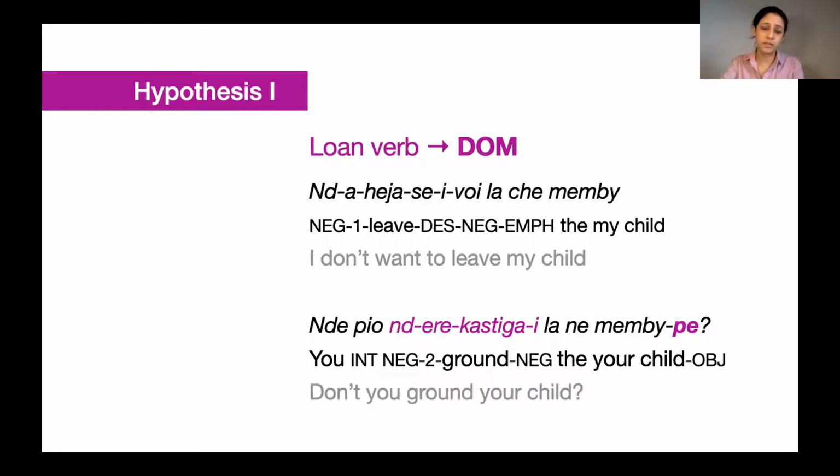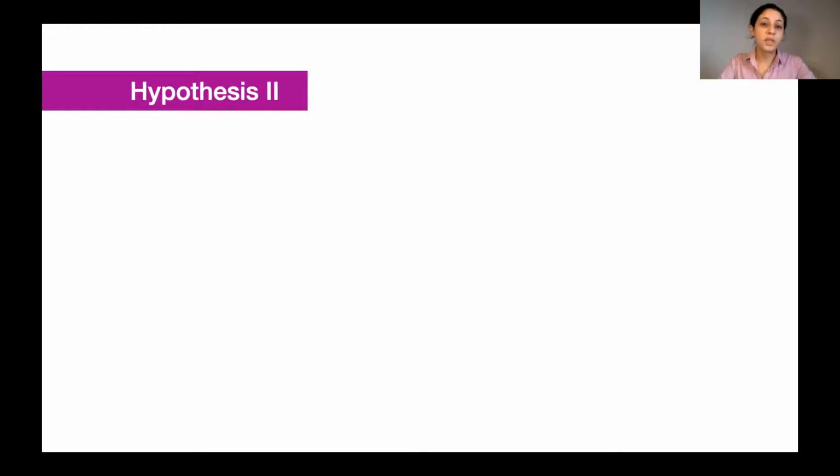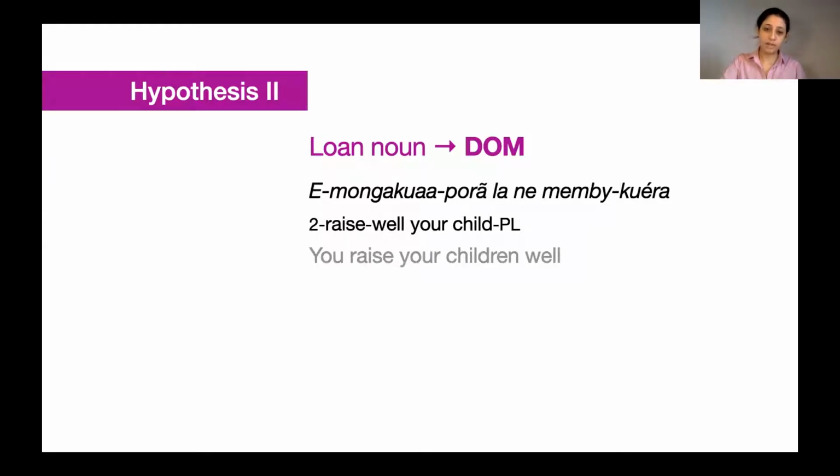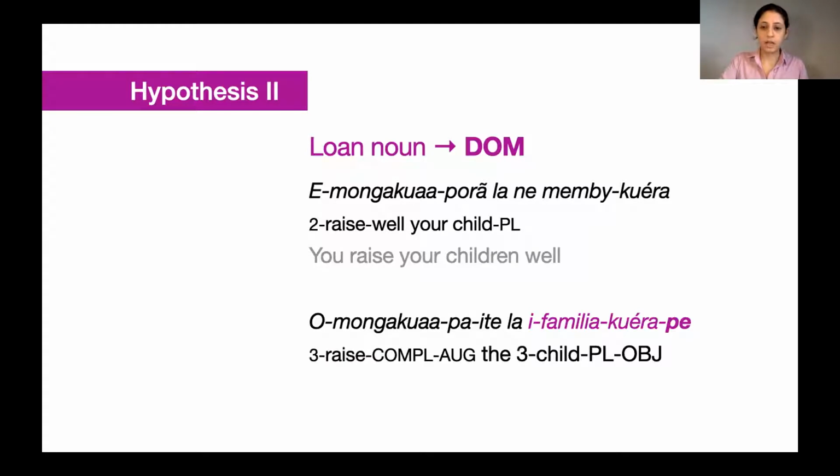And the second hypothesis was, okay, maybe it has to do with a loan noun, with a loan that's being suffixed by the marker. So in this sentence, because we don't have a loan, that is, the noun is not a loan, then we do not get the marker. However, in this sentence, that does have a loan, familia, which also means children, we do see the marker be occurring there.